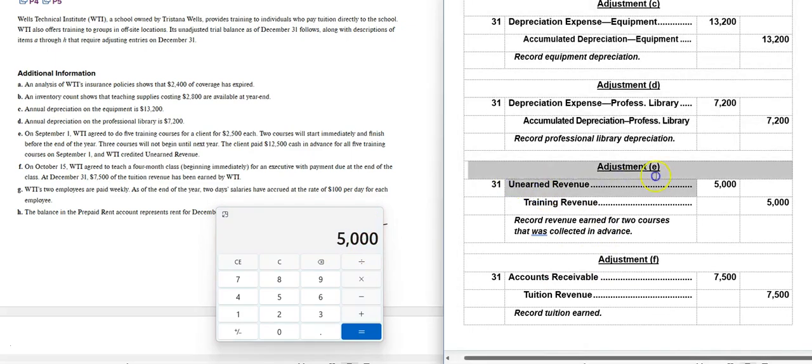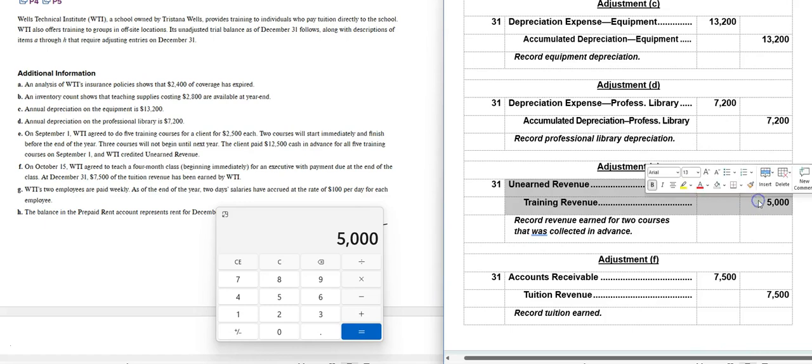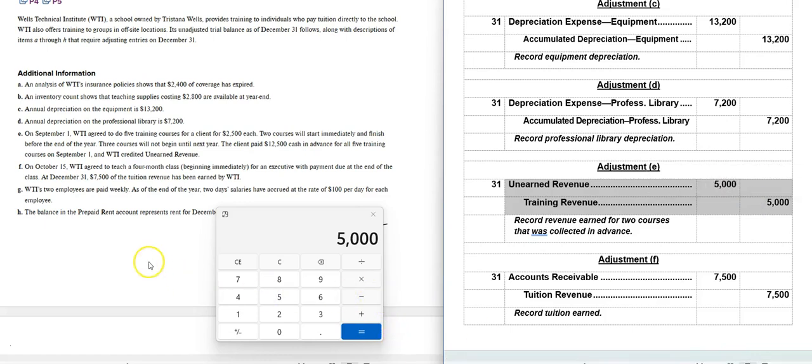So we are going to decrease the unearned revenue account because we've paid off that liability, and we paid it off by providing the service, which means we have earned a revenue. So we are going to increase our training revenue account. Debit the liability to decrease it, credit the revenue account to increase it.